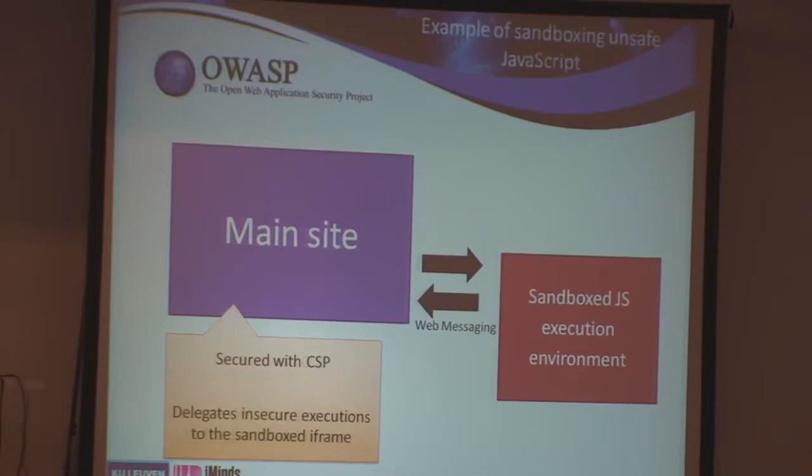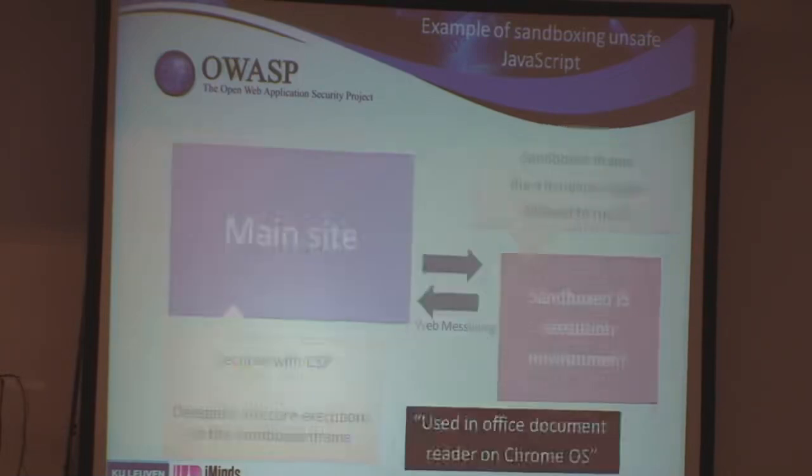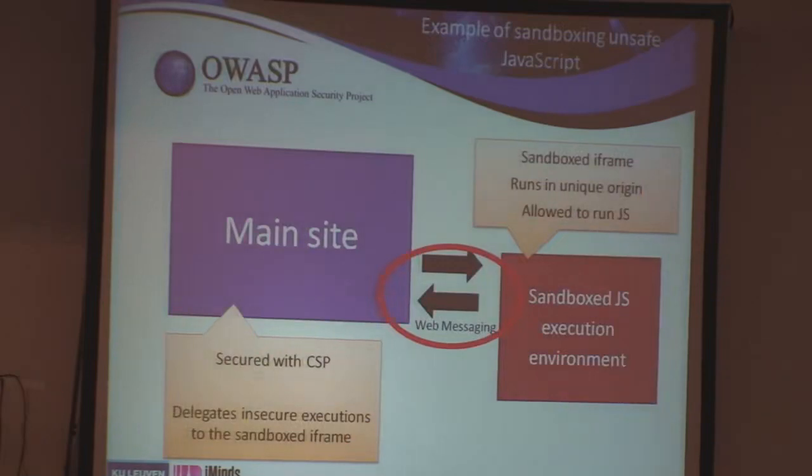To create the sandboxed environment, you're using a sandboxed iframe, which makes this run in a unique origin, but it is still allowed to execute JavaScript. And this architecture is actually used in Office document reading on Chrome OS as well. If I would judge what is the most difficult part to implement yourself, I would say the web messaging, the delegation between the main site and the sandbox environment. I will just give you a flavor of how that looks. We won't go into detail on the code snippets. You have the slides afterwards, so you can process them at your own pace.